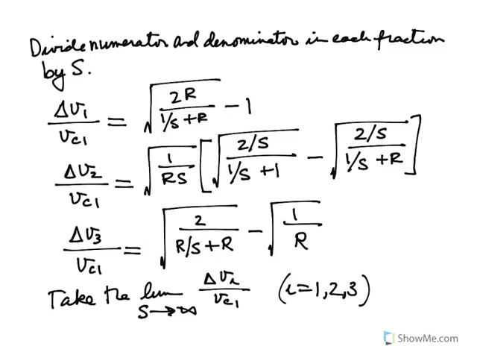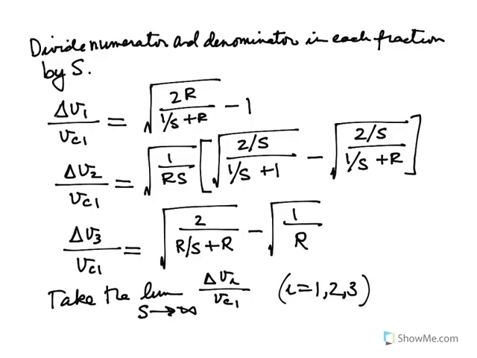So if you look at the first one, as s approaches infinity, 1 over s goes to 0. So you're just left with delta V1 over Vc1 is equal to the square root of 2 minus 1. That's all that's left when you do this.